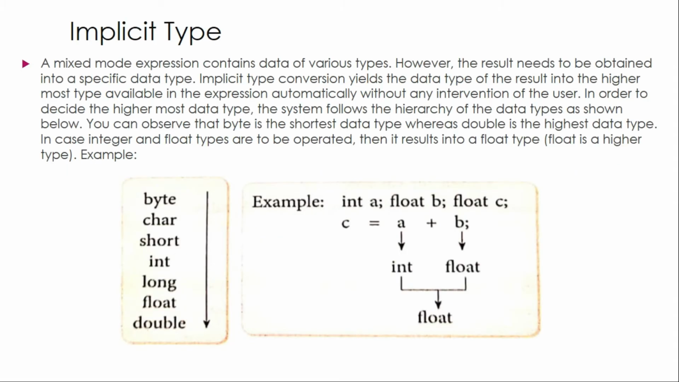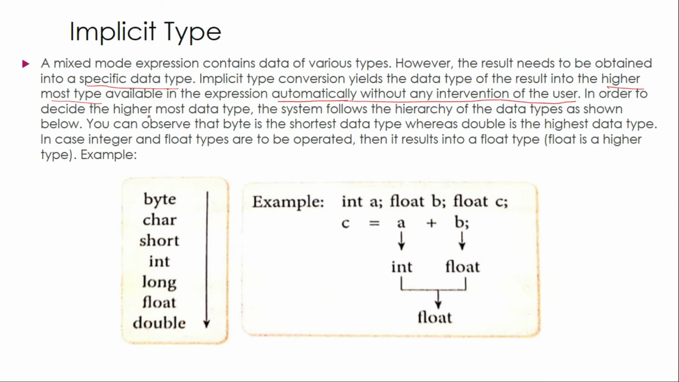Now, implicit type. A mixed mode expression contains data of various types. However, the result needs to be obtained in a specific data type. Implicit type conversion yields the data type of the result as the highest type available in the expression, automatically, without any intervention of the user. This line is very important: automatically, without any intervention of the user.